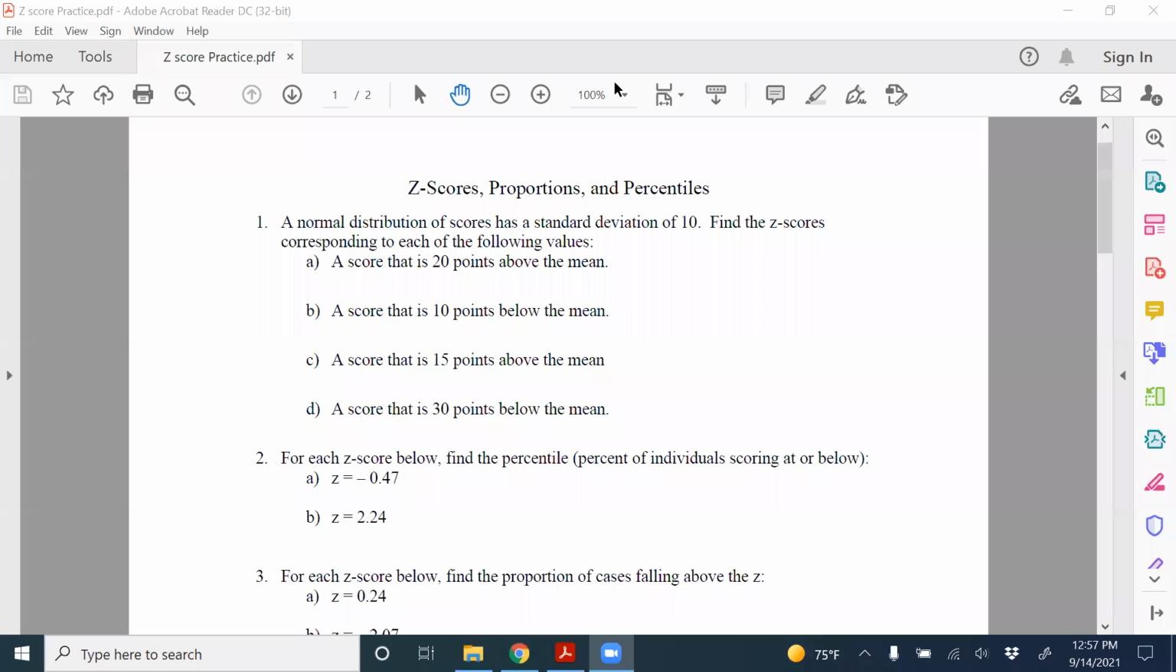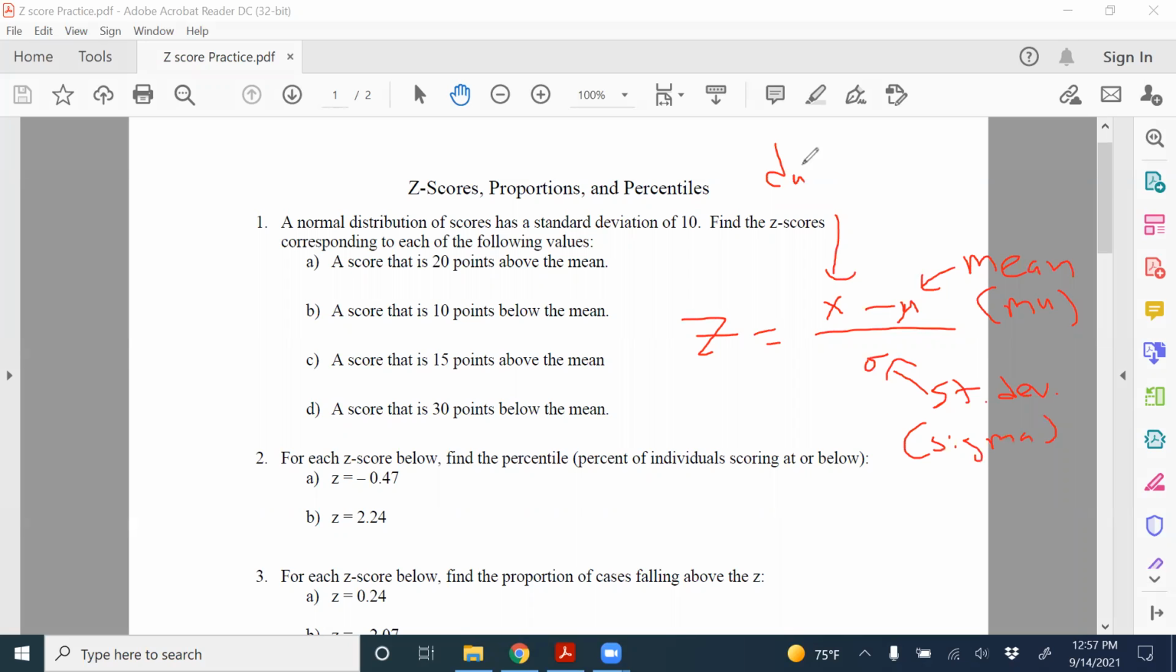Now z-score, it's in our reading, but in case you forgot, it's just this. So mu is going to be your mean. We call it mu. It's a Greek alphabet. This right here is called sigma. That's our standard deviation. So it's also a Greek alphabet called sigma. And x is going to be our data point. And of course, z is the z-score.